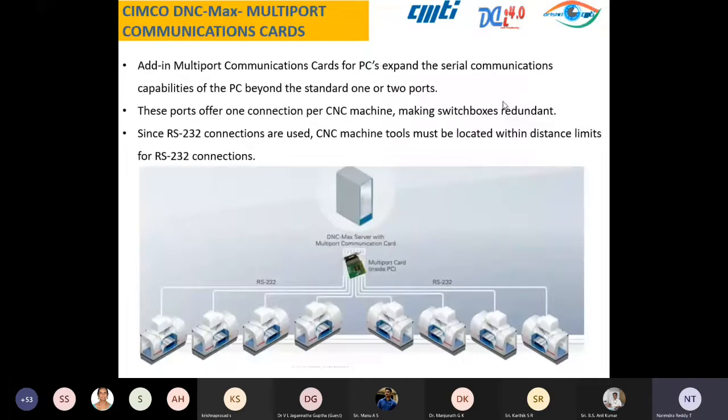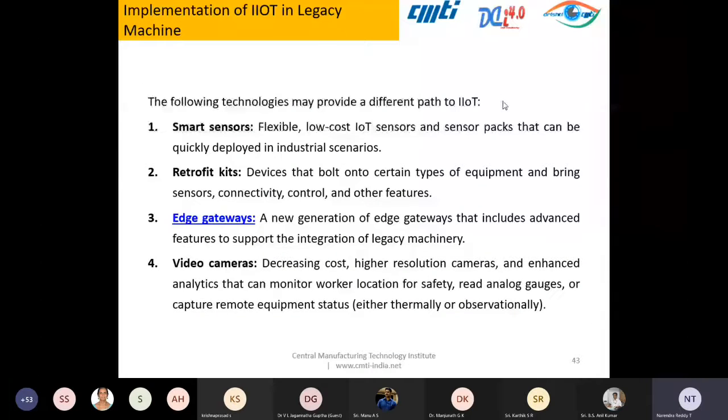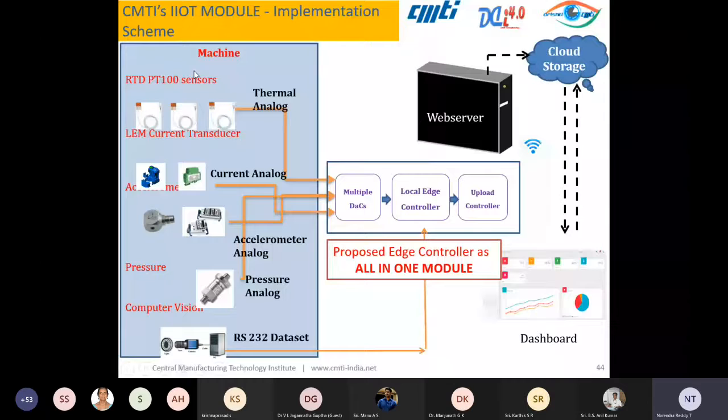In CMTI we have taken one legacy machine where we just demonstrated this. It is not any commercial aspect. We want to show how to make a legacy machine smart, and what kind of modules you can incorporate into a legacy machine. I mounted 6 temperature sensors, that is PT100, and we also mounted current sensors that you can see. And for health monitoring of the spindle, I mounted accelerometers.